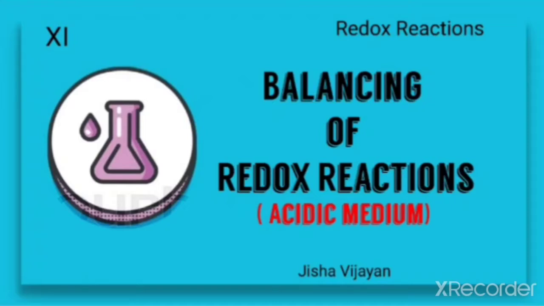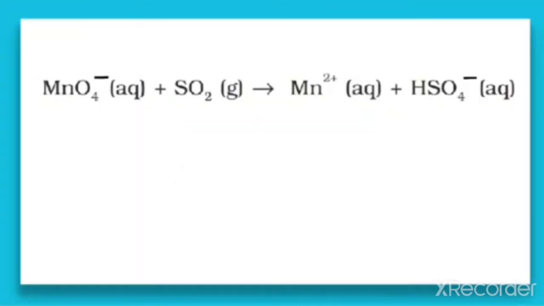If a redox reaction is given and the medium is given as acidic, how to balance the redox reaction, that we are going to discuss here. For this we have to use some steps which we'll be discussing simultaneously with an example. So let us take one example.